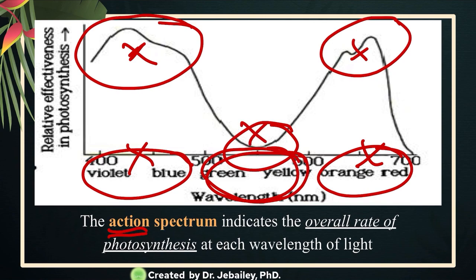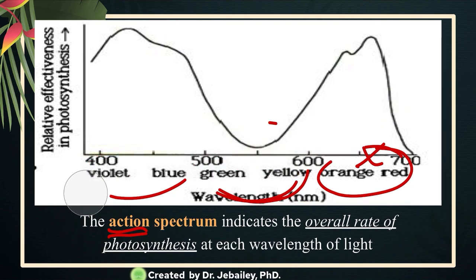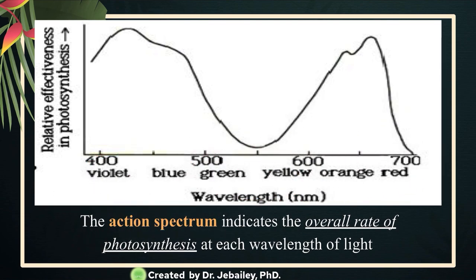That's what the action spectrum is about. It's about how fast photosynthesis is happening. So it's kind of related to the other graph, but this is just talking about how fast photosynthesis is happening.